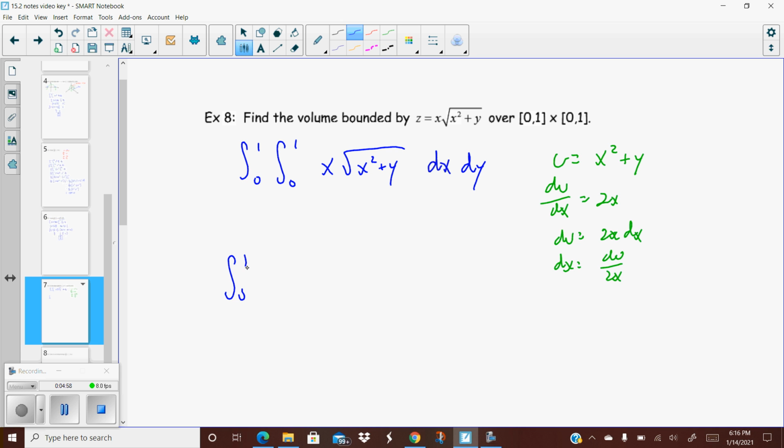write this up. So I'm going to go ahead and change the bounds. If I plug 0 into my x, I'm just going to end up with y. If I plug 1 into my x, I'm going to end up with 1 plus y. I am now going to have the integral of x square root of u times my new dx, which is du over 2x. Don't forget we still have the dy. And the good thing is the x's are going to go away. We needed that to happen. I can pull that 1/2 all the way out to the front. So let's do that.